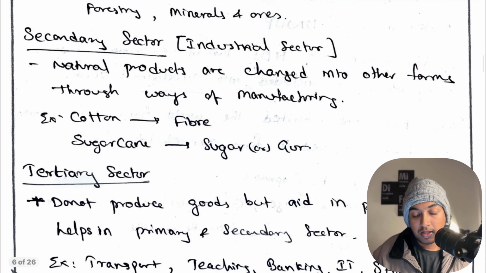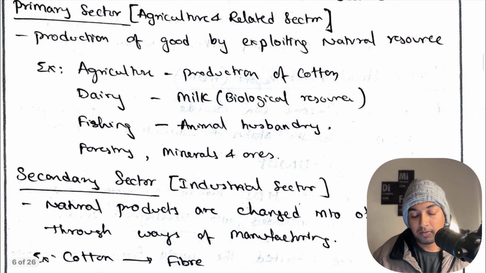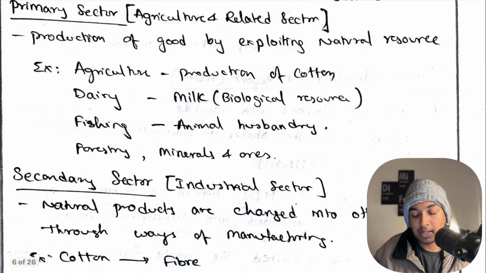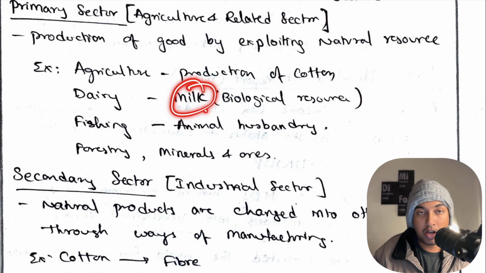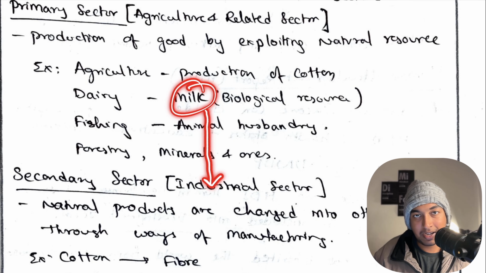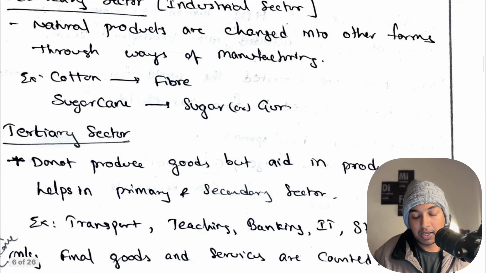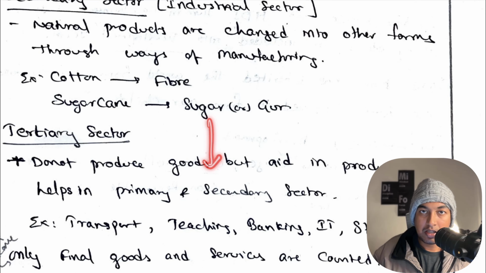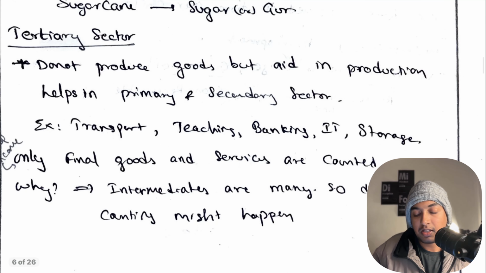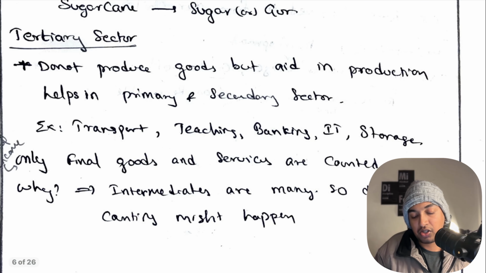Because see, intermediaries I would add. For example, we'll consider the dairy path. In dairy, we go with the milk. Once we exploit the biological resource and produce milk, we go into the secondary sector where we preserve or packet it. Once we are done with the secondary sector, we sell it in the tertiary sector, which is the business stage.